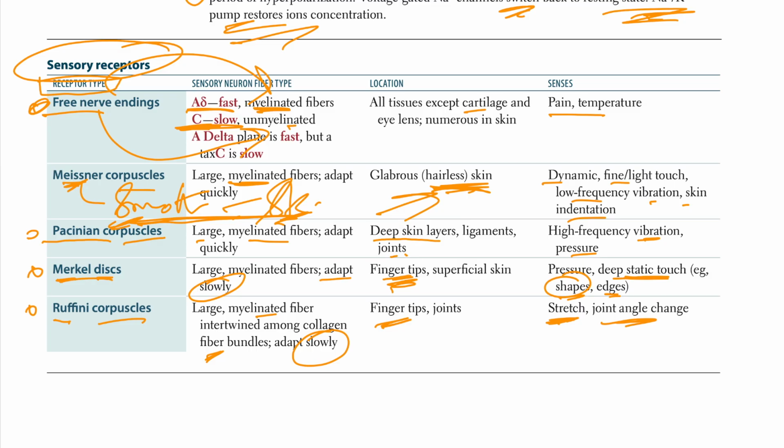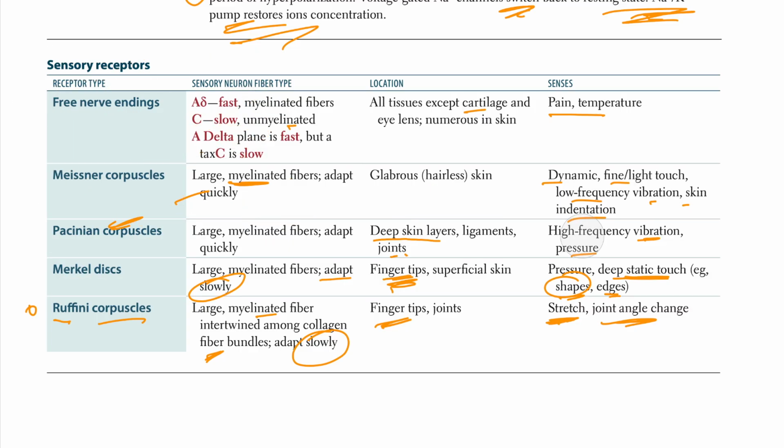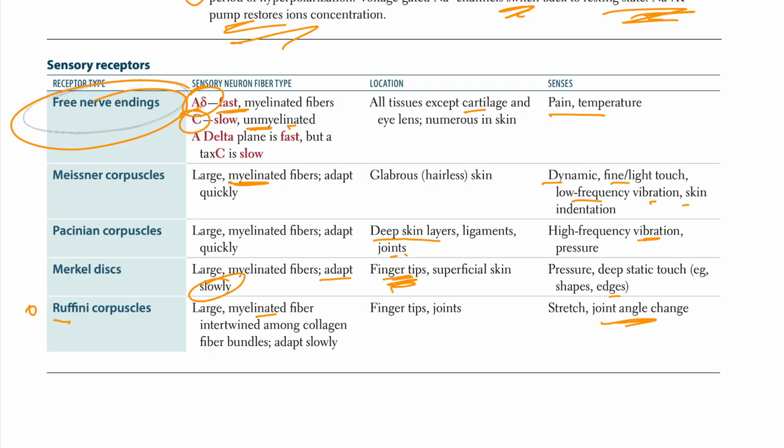So here is a mnemonic for all of this. For the free nerve ending, you think about myelinated, not unmyelinated. Myelinated is going to be fast, which is A, and the other one is going to be slow because it is unmyelinated, which is C. Meissner's SS is smooth skin, which is hairless skin.